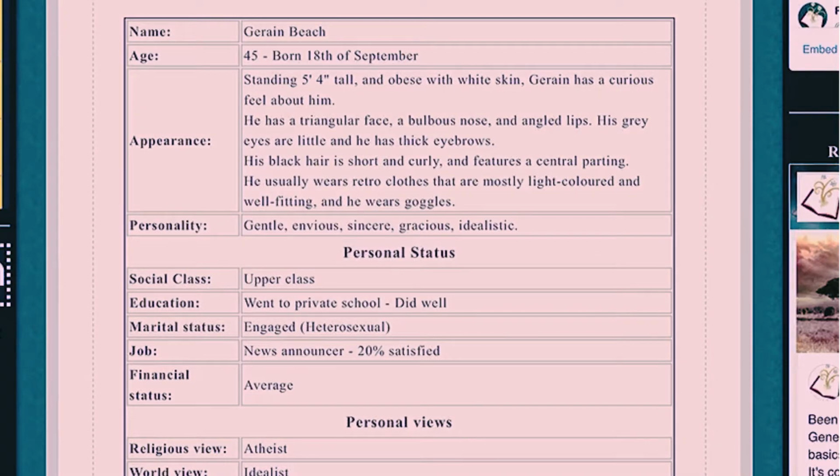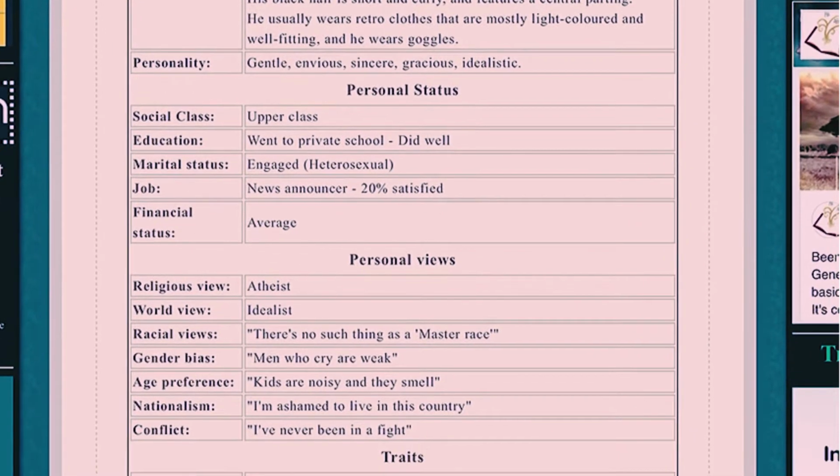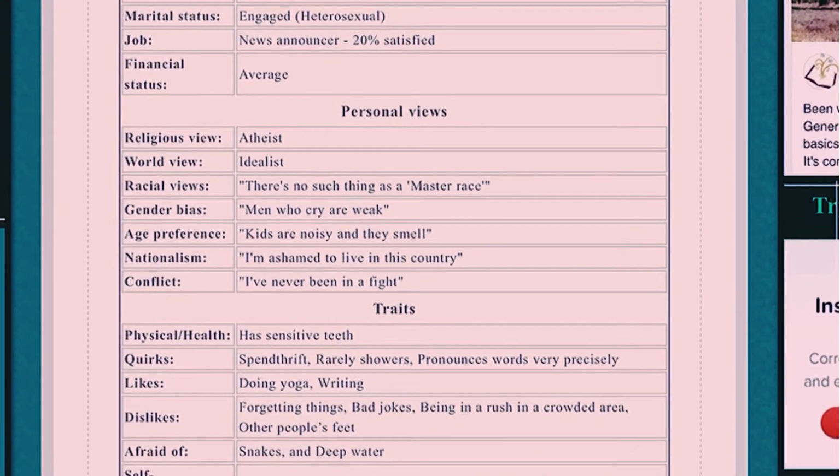His social class is upper class, so he's a fancy boy. Went to a private school and did well, and he's engaged. He's a news announcer, but his financial status is average. He's an atheist and idealist. Gender bias: men who cry are weak.